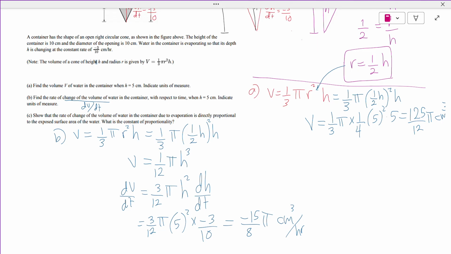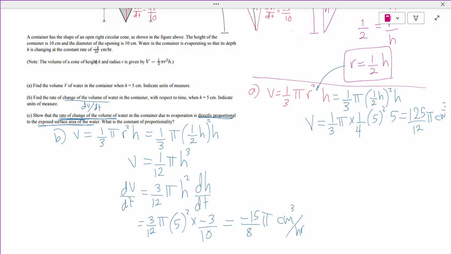So this is dV over dt, the rate of change of the volume. It's negative because the volume of the water is decreasing since the water is evaporating. Anyway, part C says show that the rate of change of the volume in the container due to evaporation is directly proportional to the exposed surface area of the water.